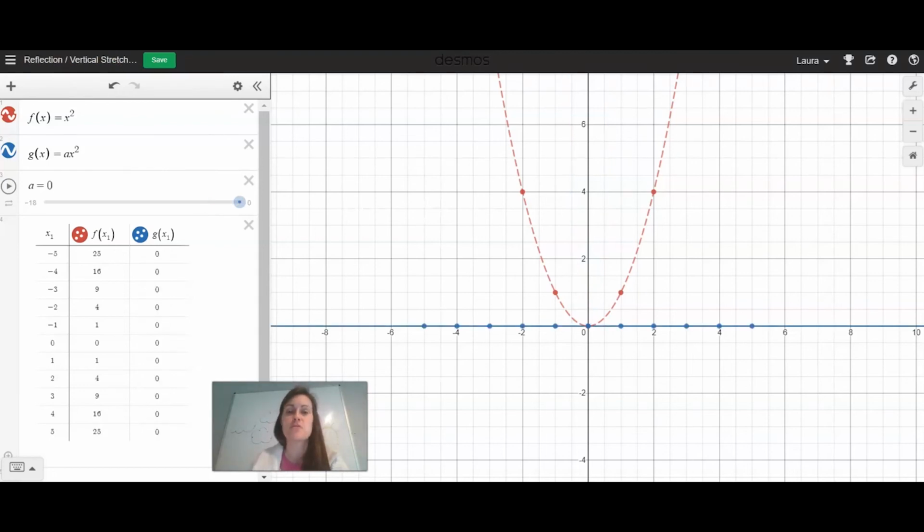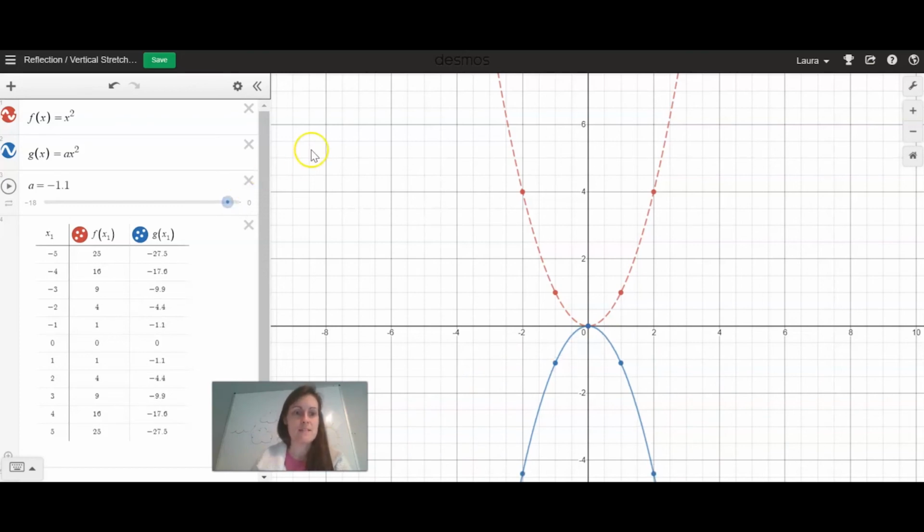The next type of transformation that we're going to look at is a reflection, and reflections that also contain a vertical compression or a vertical stretch. So this time I'm going to be changing the value of a in my transform function to be negative. So let's take a look and see what happens as I move the slider from 0 to negative 18. When I start, it looks like my graph is reflected over the x-axis and it's really, really wide until I get to a equal to negative 1.